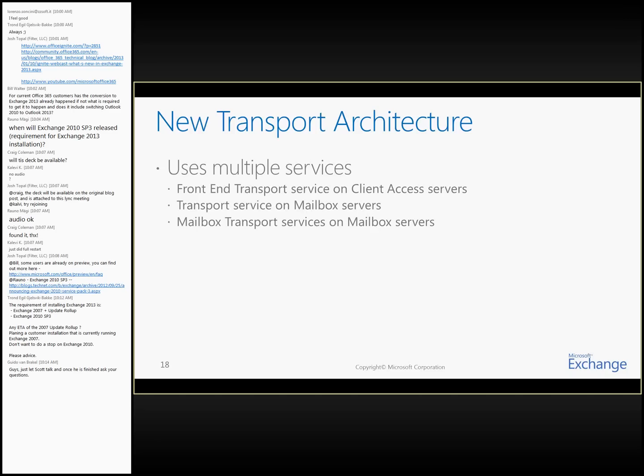Now, the mailbox transport delivery service receives SMTP messages from the transport service on the local mailbox server or on other mailbox servers, and it connects to the local mailbox database using Exchange RPC to deliver the message. The mailbox transport submission service connects to the local mailbox database using RPC to retrieve messages, and it submits the messages over SMTP to the transport service on the local mailbox server or again on other mailbox servers. The mailbox transport submission service has access to the same routing topology as the transport service. And like the front-end transport service, the mailbox transport service also does not queue any messages locally.